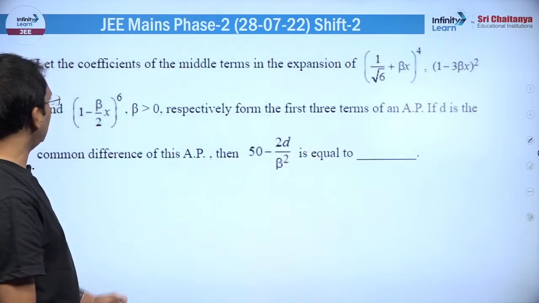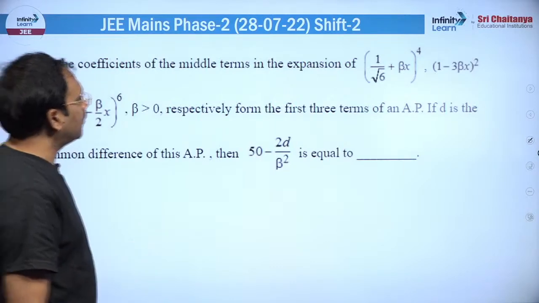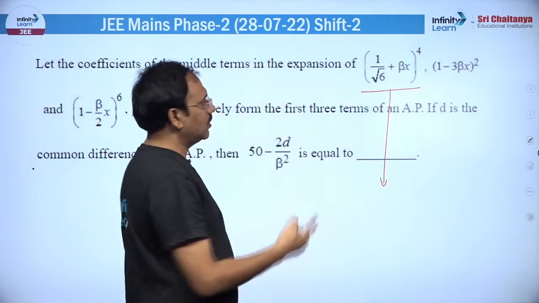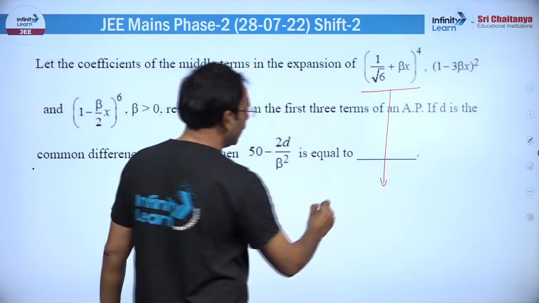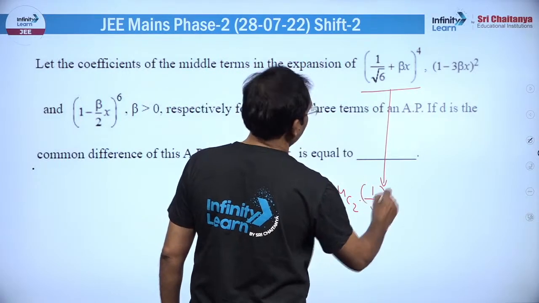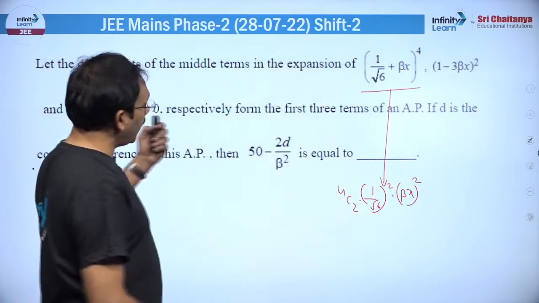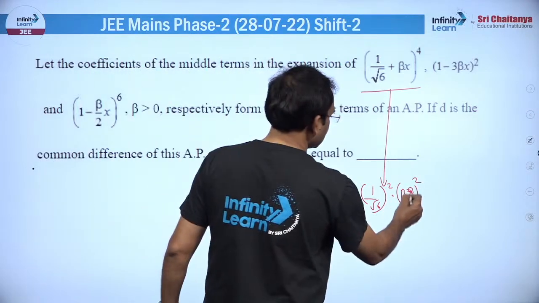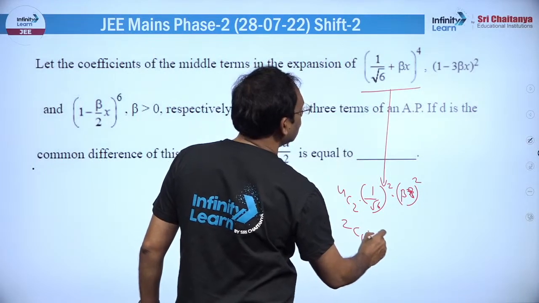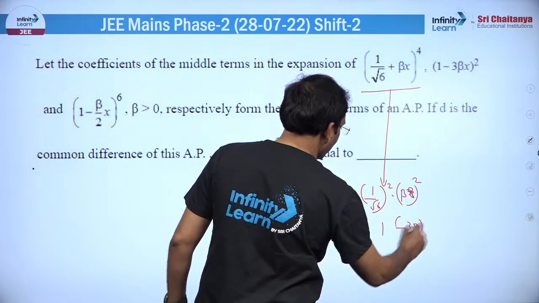Next, friends, you see, numerical answer type questions. Let the coefficients of the middle term of the binomial expansion: 4C1, 4C2, you will get 4C2 into 1 by root 6 power 4 minus 2 into beta x whole power 2. He is asking coefficients, so you need not take x. Similarly, in this middle term means 2C1 into 1 power 2 minus 1 into minus 3 beta whole power 1.